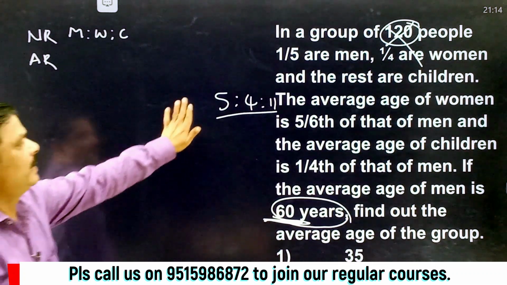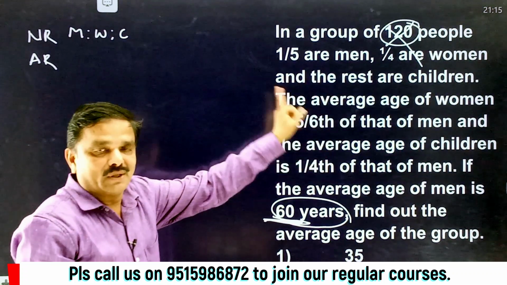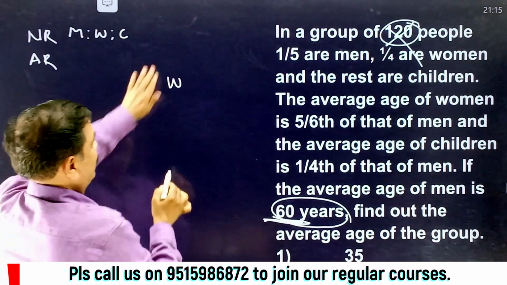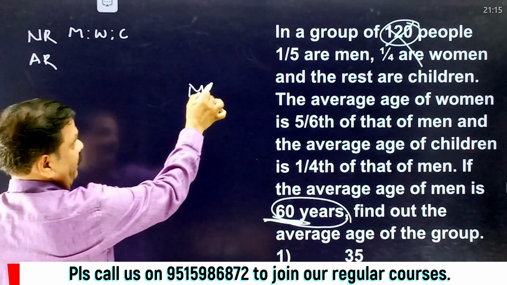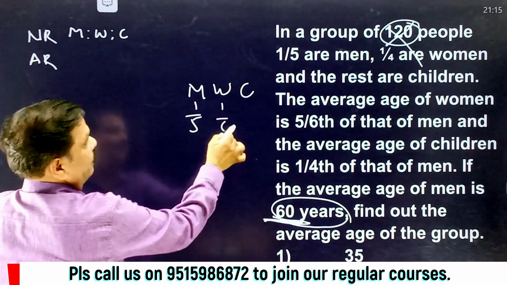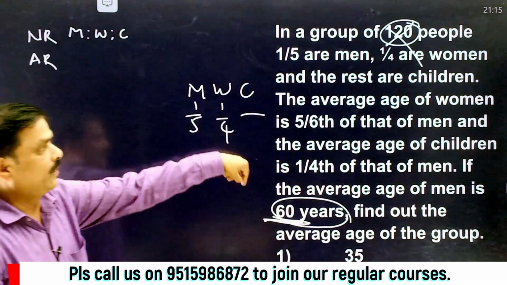How did I get this one? Simple, students. Whenever you come across this type of simplification or calculation, you do like this: men, women, and children. First you take men. I am giving the technique here. Here 1 by 5 are men, 1 by 4 are women, and the rest are children. The simple technique I'll tell you to find out the ratio.